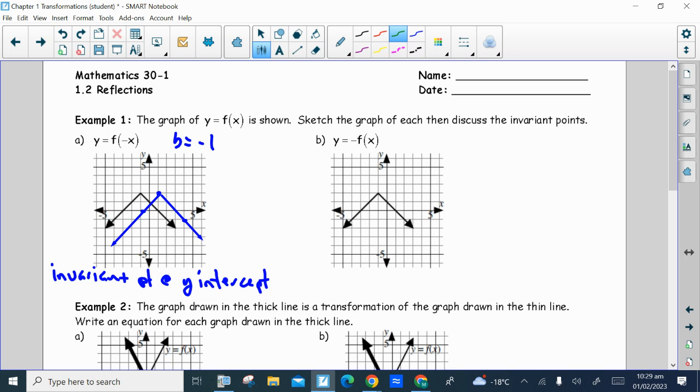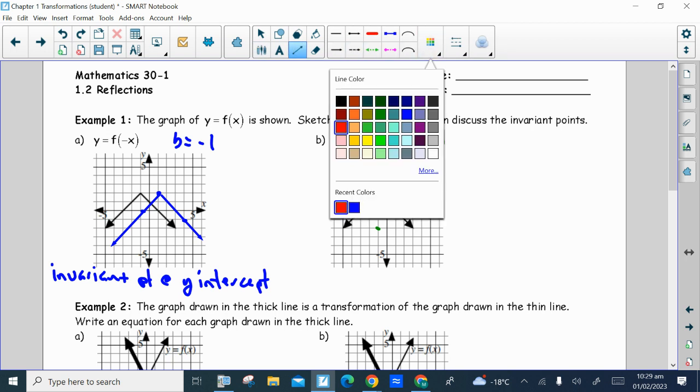Question B then, y equals negative f of x. The negative sign is in front of the f, which means a is negative 1. And when a is negative, that reflects it across the x-axis. So now the x-intercepts will be invariant. There are two of them. The cusp is 2 units above the x-axis. That'll reflect 2 units below. And those are all the points that we really need to do our graph.